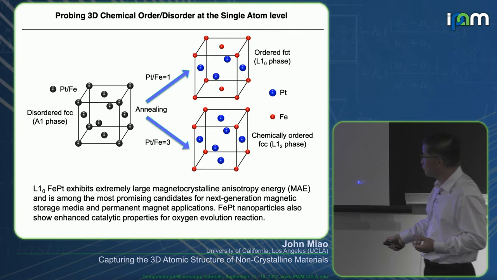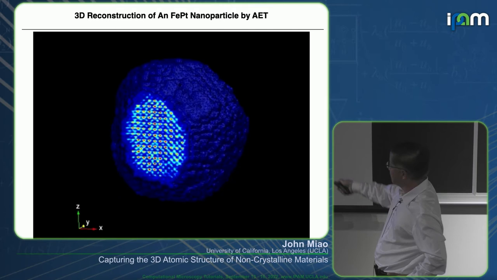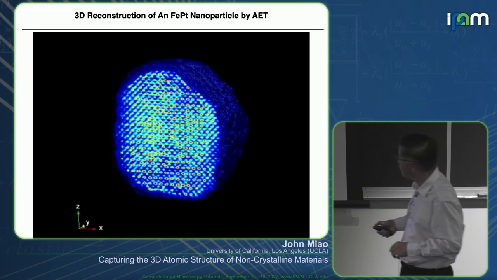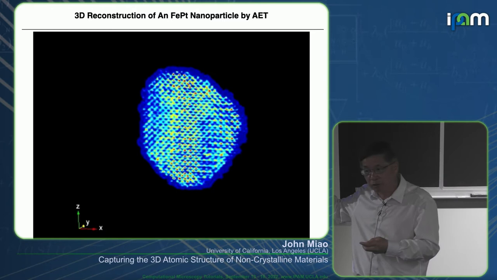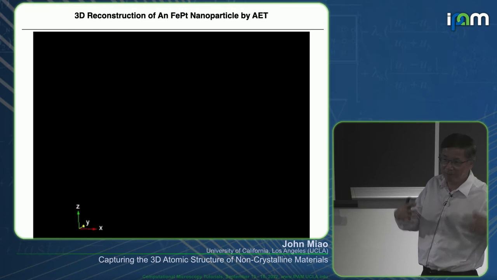And here is a reconstruction. You can see we go slice by slice. Each slice is about one atomic layer thick. You can see there are different blobs, two types. One blob has a large density, and one is smaller. Platinum is the large blob, iron is the smaller blob. So from each blob, we can identify individual atoms. We use some method. I hope in the future, maybe machine learning can do better than just our algorithms. Right? You can identify individual atoms.